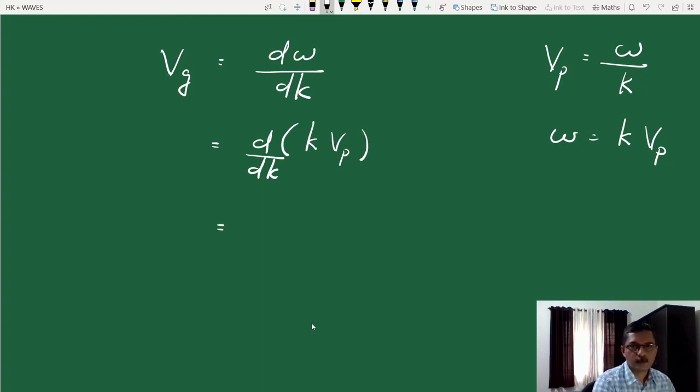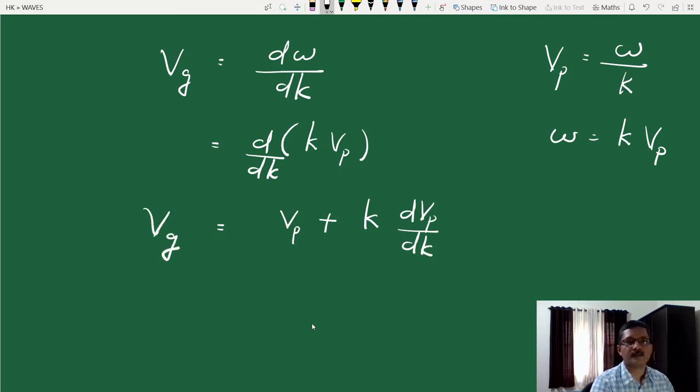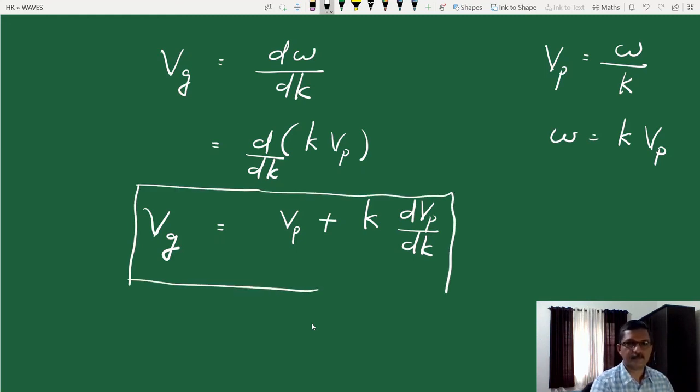If you expand it, we get Vp plus k times d by dk of Vp. So we have an expression like this. This is the relationship between group velocity and phase velocity of a wave in a medium. In a dispersive medium, this last term, dVp by dk, will be non-zero, so group velocity will be different from phase velocity.